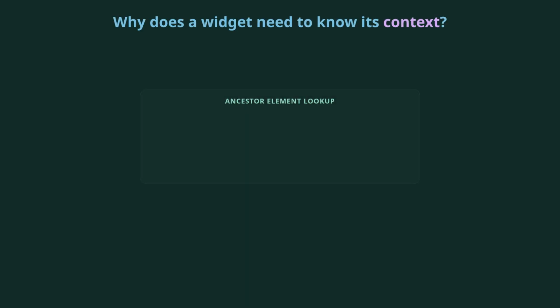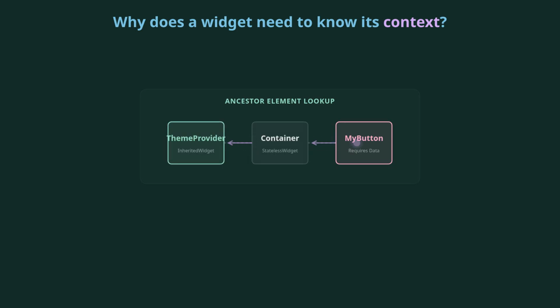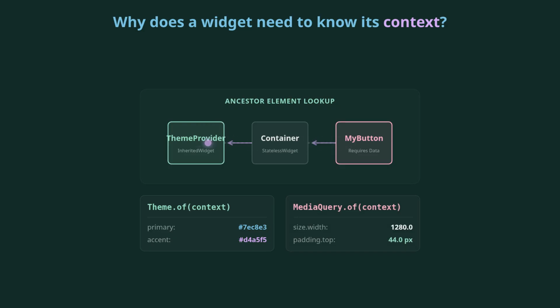Why does a widget need to know its location? Because of ancestor lookup. When you call Theme.of(context) or MediaQuery.of(context), you are asking Flutter to search up the tree from your current position. Flutter takes the context, your current location, and walks up the parent pointers one by one until it finds the nearest Theme or MediaQuery widget. This lookup is an O(1) operation because Flutter uses an internal map of inherited widgets, but it absolutely depends on starting at the correct spot.